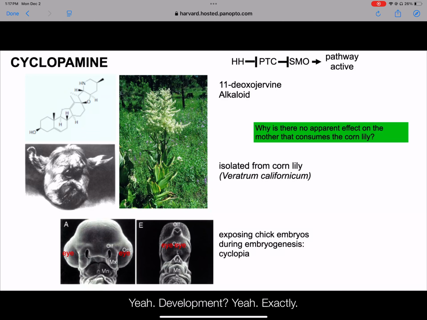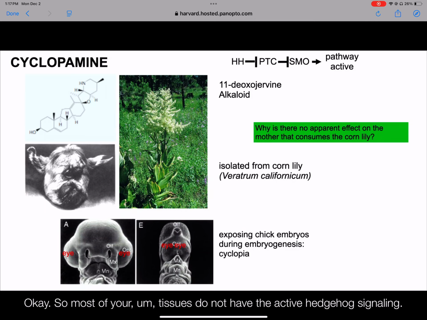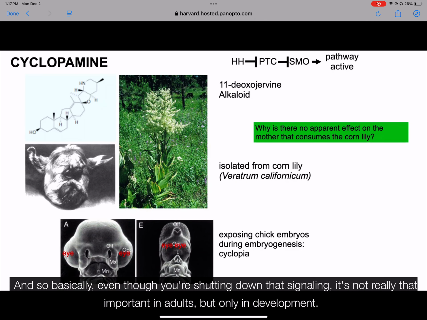Yeah, development. Yeah, exactly, right? So this pathway is active in development, okay? It's only active in a subset of cells in adults, okay? So most of your tissues do not have active hedgehog signaling. And so basically, even though you're shutting down that signaling, it's not really that important in adults, but only in development.